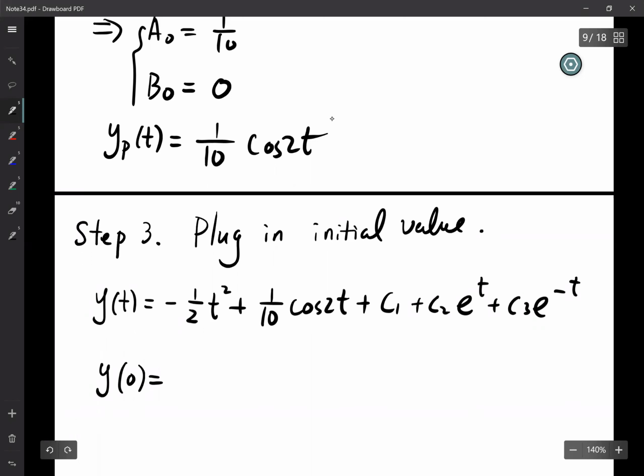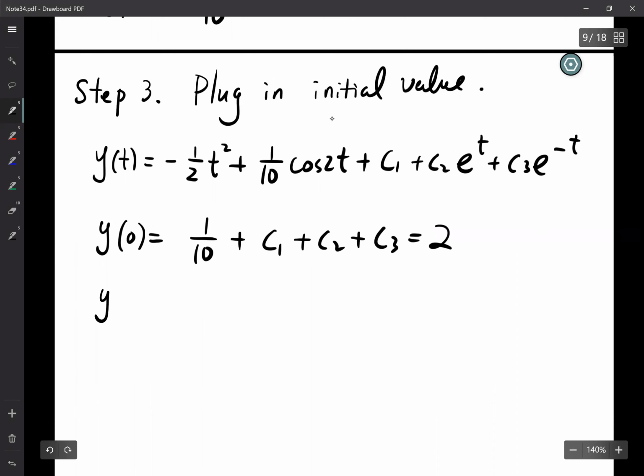So y(0) is 0, this is 1 over 10 plus C1 plus C2 plus C3. This is 2. And y prime at 0: this is 0, you get a sine that's a 0, and then I have a C1 prime that is a 0. This one, C2 minus C3 is 0. While y double prime, that's also 0.